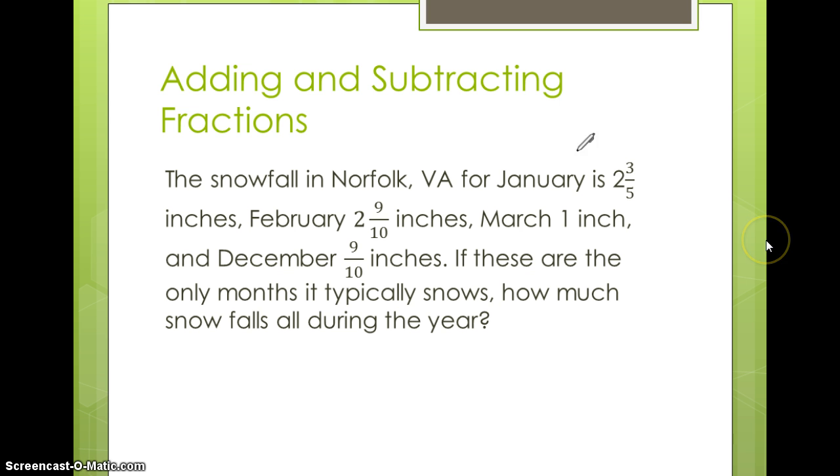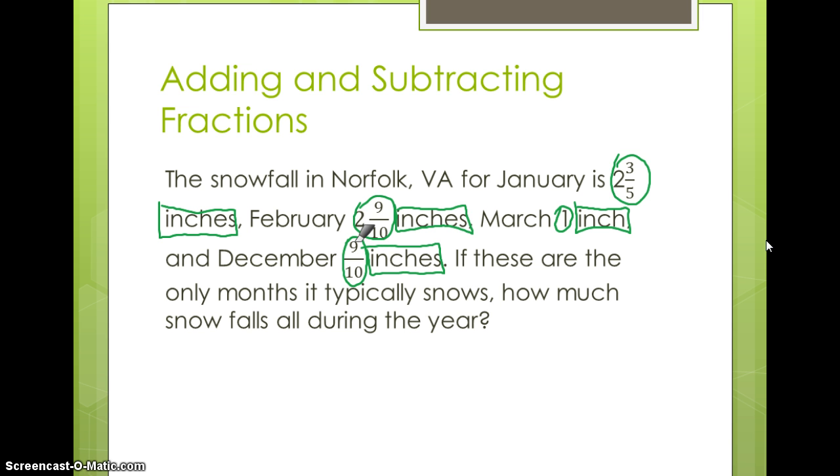Okay, on this one, you have 2 3/5 inches. You have 2 9/10 inches. Don't forget about your 1 inch and your 9/10 inches. So when I highlight the question, if these are the only months it snows, how much snow falls all during the year? Again, my labels are all the same, inches, inches, inch, and inches.